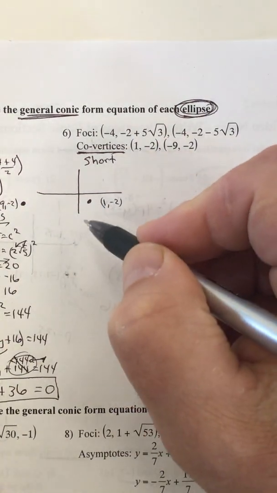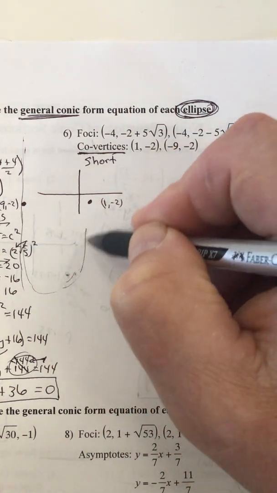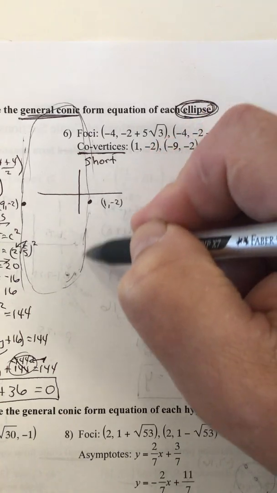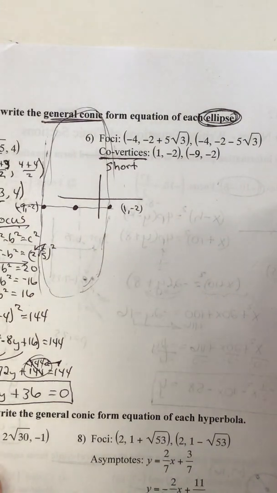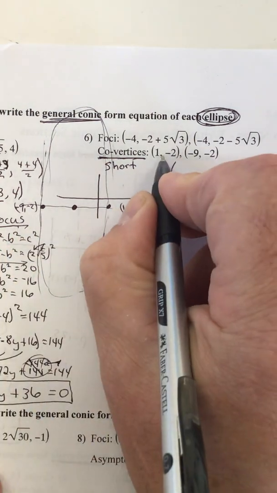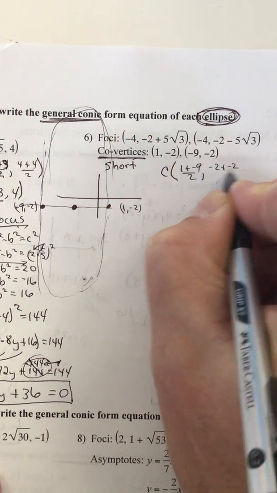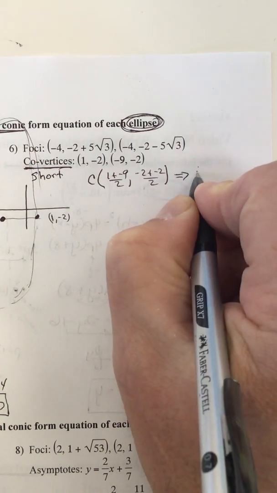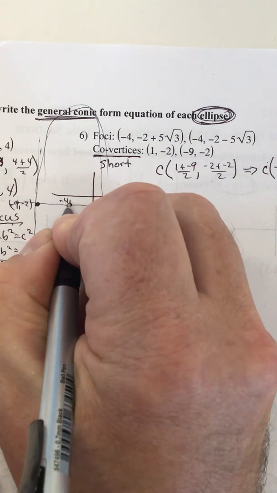Now, since it says that those are the short ones, that means this is a long one like this. But now the center is still halfway in between there. So let's see if we can find the center. Center is going to be halfway, so 1 plus negative 9 cut in half, and negative 2 plus negative 2 cut in half. So there's our center. Negative 8, so negative 4, negative 2. So that's that dot right there.